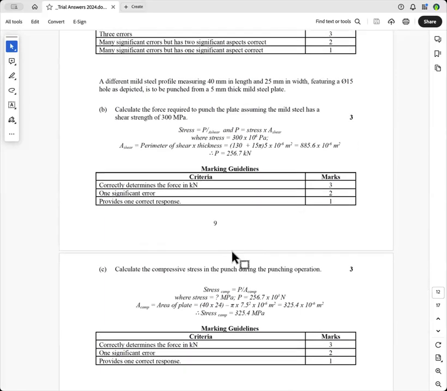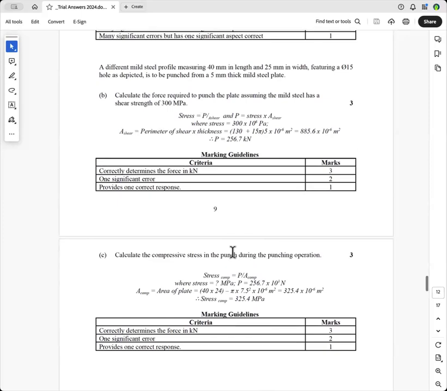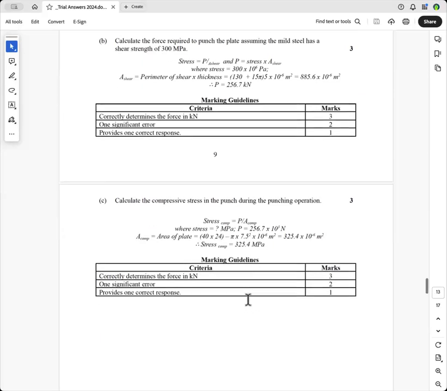And then you've got to calculate the compressive stress in the punch during the punching operation. So you've got to use a different area. You've got to use the area of the plate, which will be 40 by 24, and you've got to subtract the area of the hole and multiply by 10 to the minus 6 to bring it to meters squared. And so the stress in the punch will be 325.4 megapascals, which isn't too bad, because punches are generally up around 900 megapascals compressive strength.